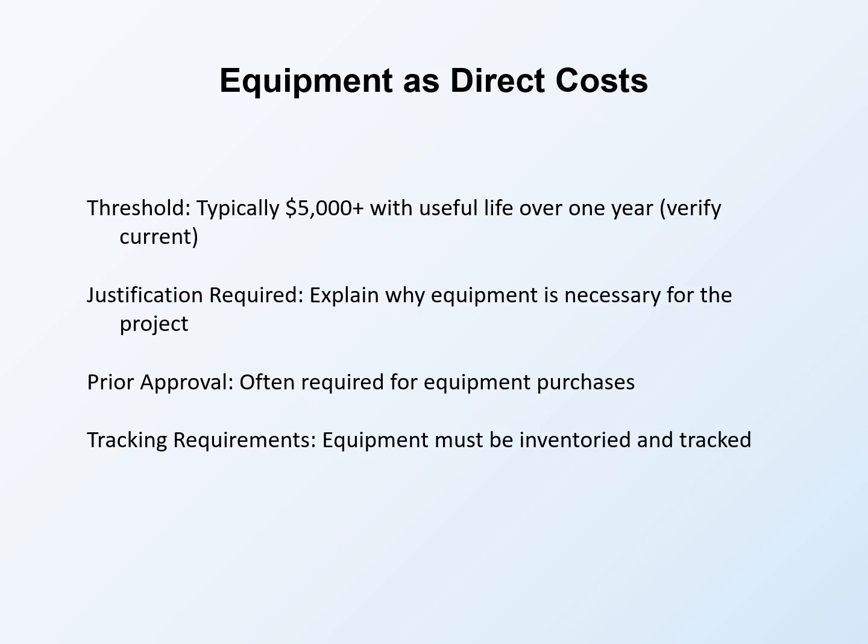Tracking requirements apply to equipment purchased with grant funds. You must maintain an inventory showing acquisition date, cost, location, condition, and other required information. Equipment may need to be tagged with identification numbers. At grant closeout, equipment disposition rules determine what happens to items purchased with grant funds.